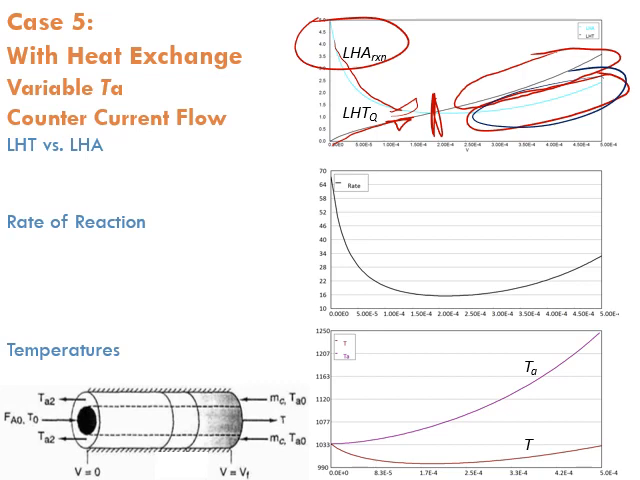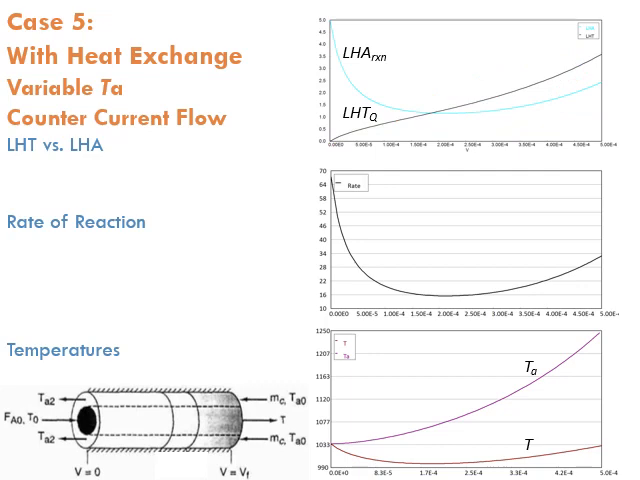So toward the end, where the rate was low due to the low concentration, I managed to keep the rate not as low as it is in the other cases, because I have increased the temperature toward the end instead. Okay, so now we know the different effects of different operations, and also we know what is the best operating case for this reaction.